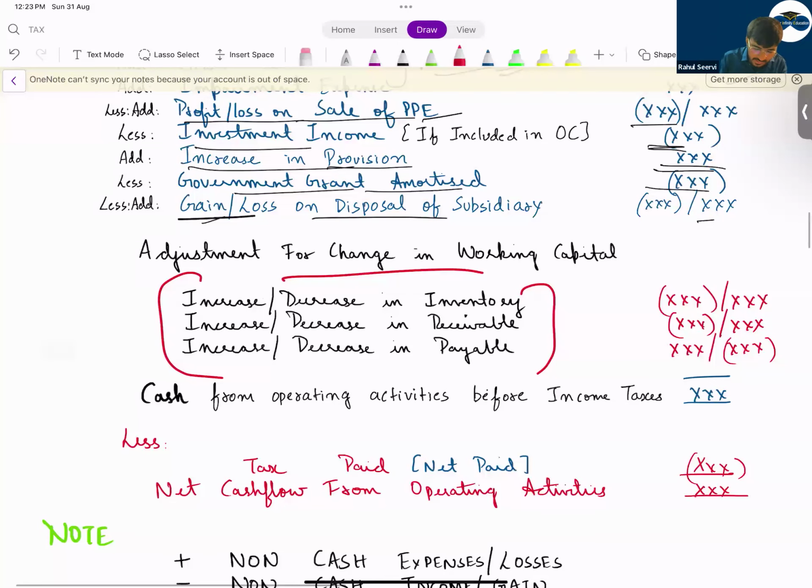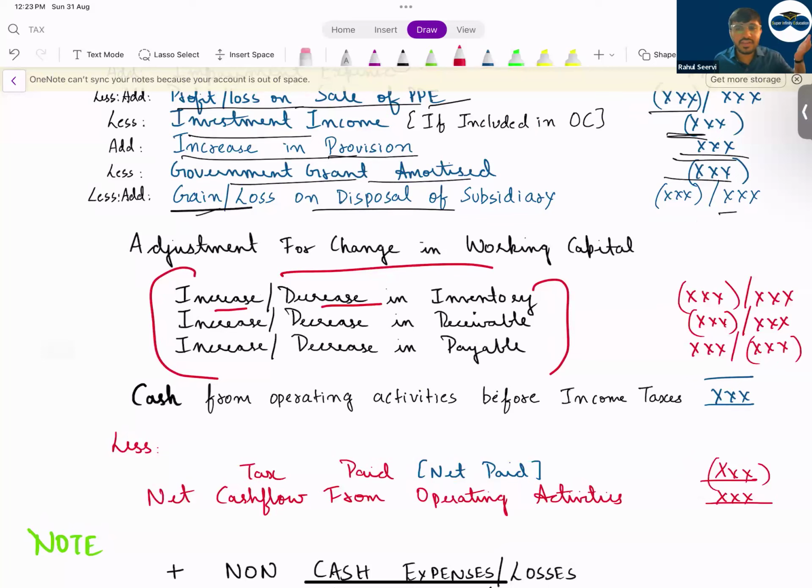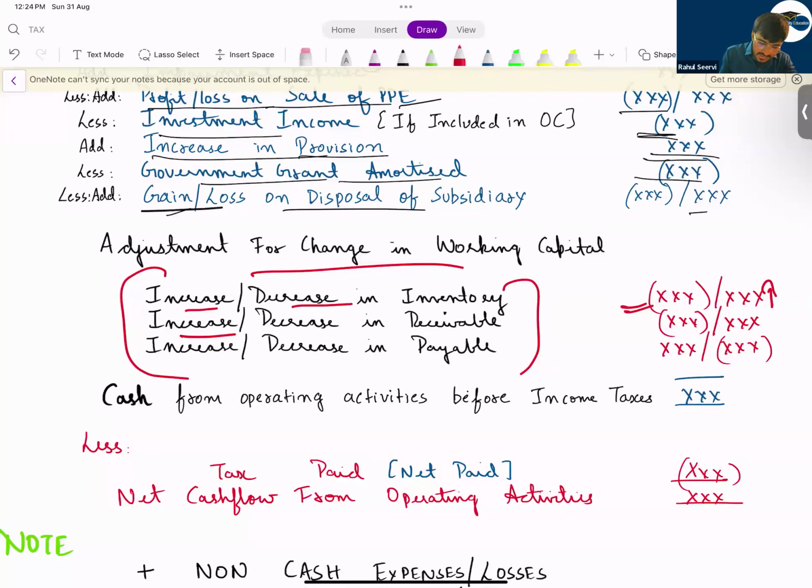So now see here, increase decrease. If my inventory is increasing, that means a normal assumption is that I am paying the cash and purchasing the inventory. If my inventory is decreasing, that means my cash is increasing because I am getting cash. Increase in receivable, if receivable is increasing, that means we will reduce it because we have done more credit sales. And then decrease in receivable means if your receivable is decreasing, that means we are receiving the cash, so we add it. Increase in payable, that means the payment is slow, that means cash is with us, so we add it. Decrease in payable, if your payable is decreasing, that means payment we are doing, so we will reduce the cash.